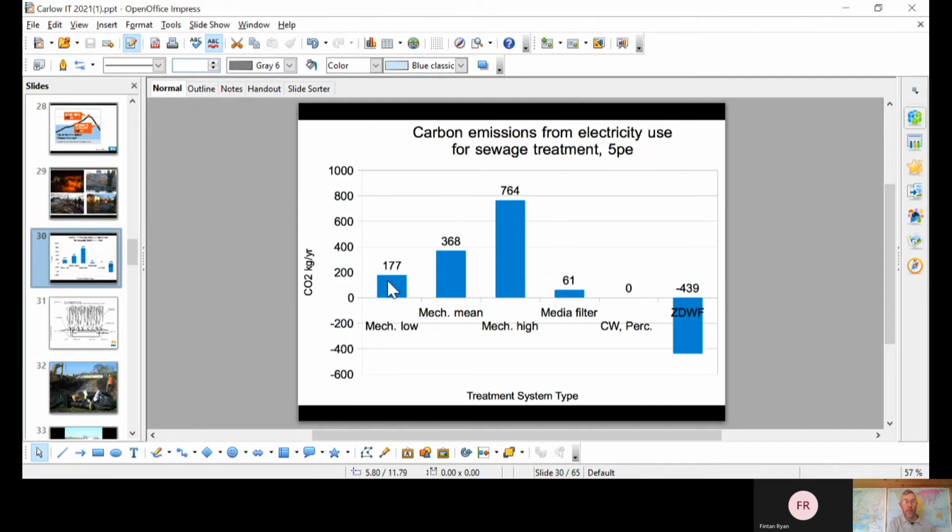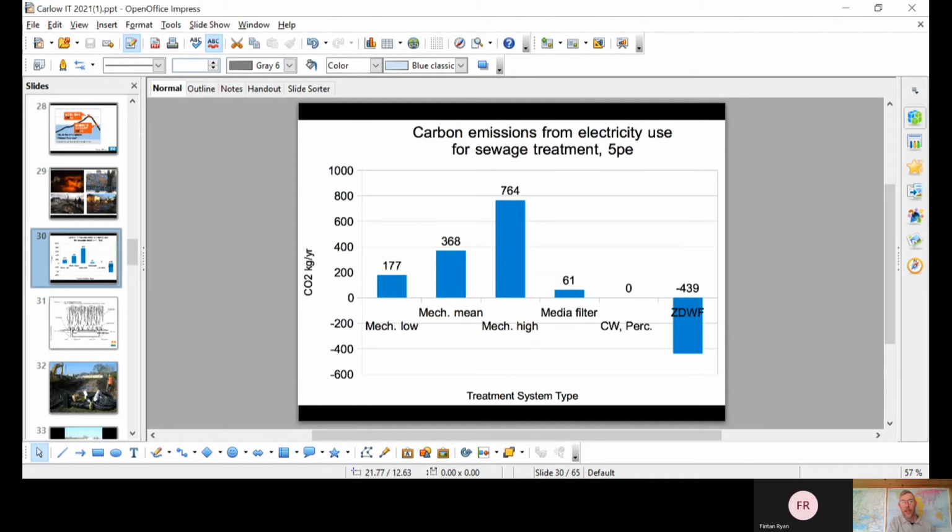So our carbon dioxide output per year, this is from EPA figures and from research that's been done by Lawrence Gill and Donata Dubber. So our carbon dioxide kilograms per year, about 177 kilograms per year for a very efficient mechanical system, up to about 750 odd for the more energy intensive units. Now, if we've got a media filter system like a coconut filter or peat or a sand filter, something like that, the pump only kicks in when there's liquid there to be pumped. So it's a much lower input.